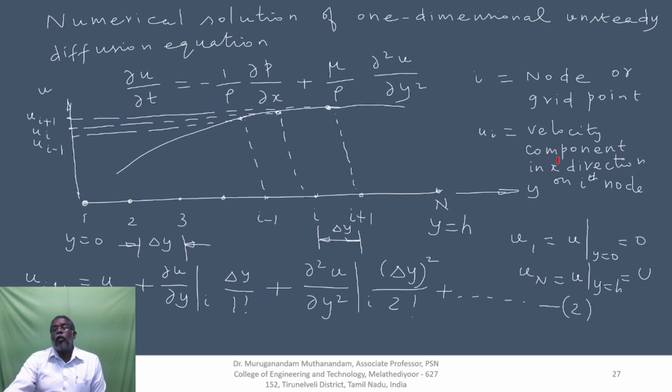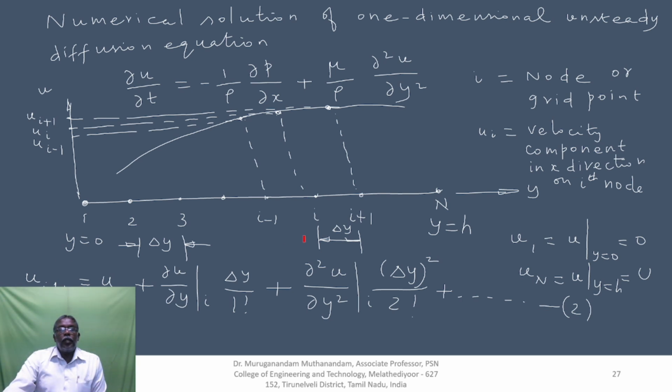ui is the velocity component in the x direction on the ith node. What is the velocity component on the first node? u1 is equal to 0. What is the velocity component on the nth node? That is equal to 0. So ui is the component of velocity on the ith node, ui minus 1 is the component of velocity on the i minus 1th node, and ui plus 1 is the component of velocity on the i plus 1th node, with these two boundary conditions.